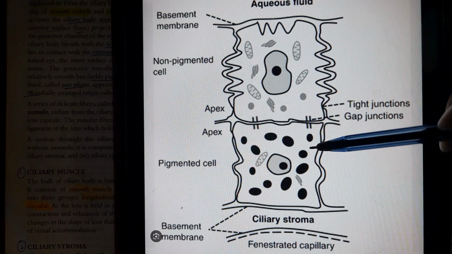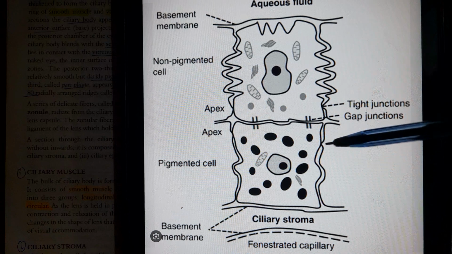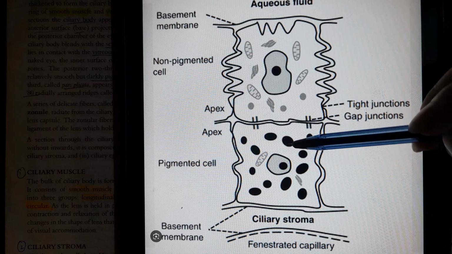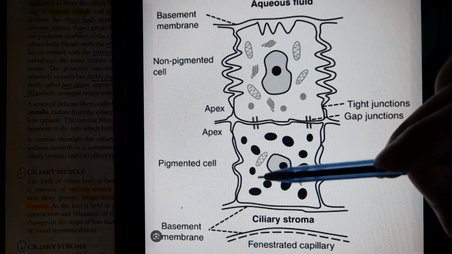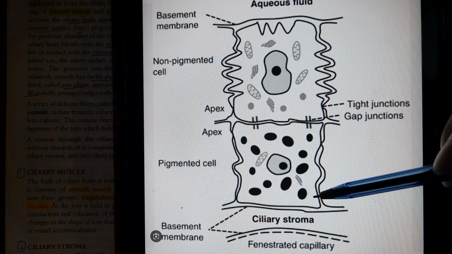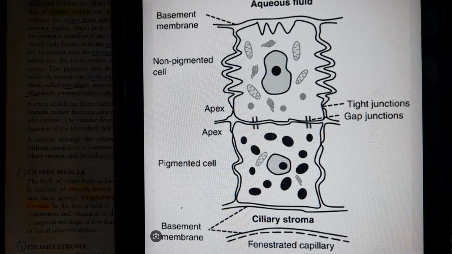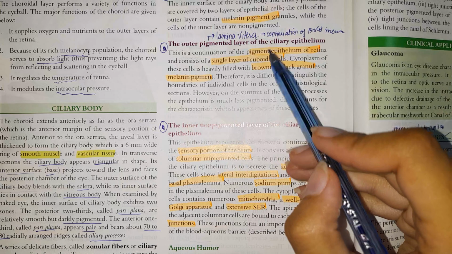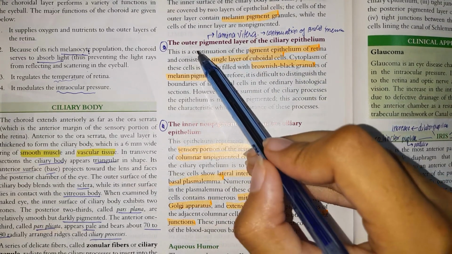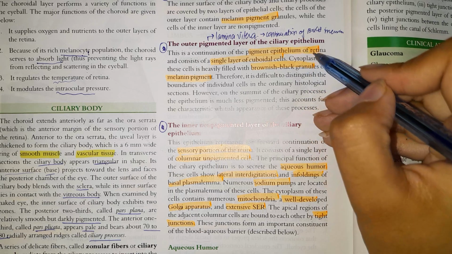Now first of all, we talk about these pigmented cells of the ciliary body epithelium. These pigmented cells are pigmented because they have a large amount of melanin pigment present in them, and these cells are actually cuboidal in nature. Due to the melanin pigments, the outer pigmented layer is continuous with the pigment epithelium of the retina.